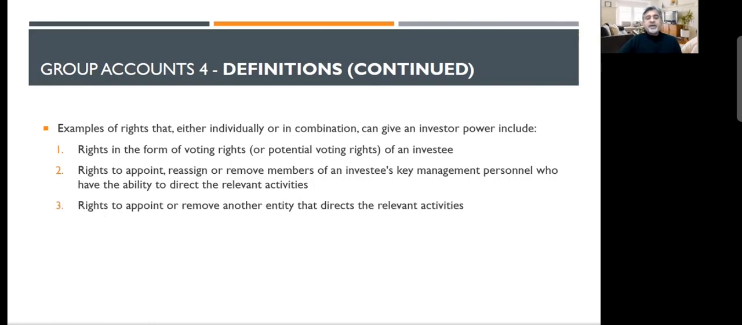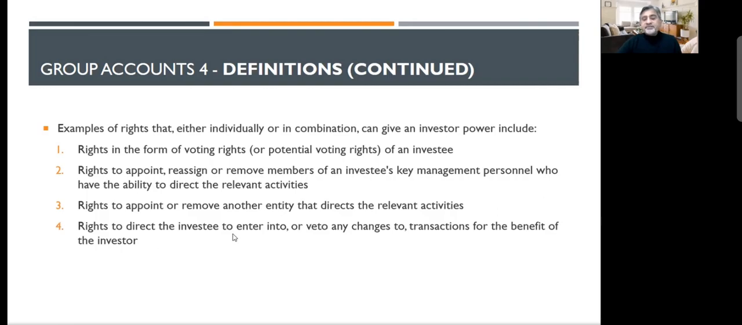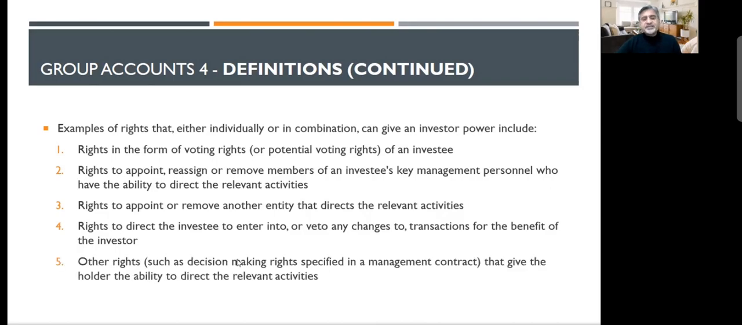That brings you control. Right to approve, appoint, or remove another entity that directs the relevant activities. So either the directors or some other entity. Right to direct the investee or to enter into or veto any changes to transactions for the benefit of the investor. Again, it looks like you are getting control through this number 4 point, and other rights such as decision-making rights specified in a management contract, etc.